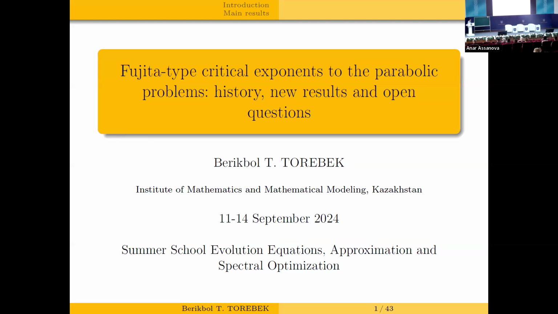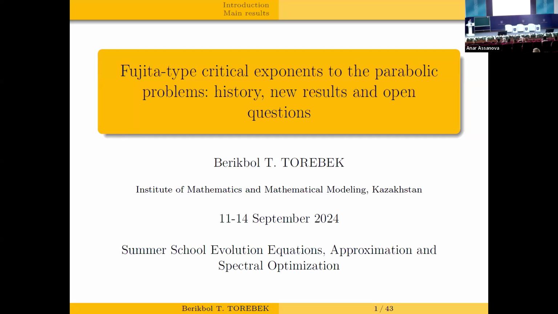Fujita type critical exponent for the semilinear parabolic equation. In the first lecture, we will discuss classical Fujita results and some of their extensions, including sign changing solutions. In the second part, we discuss the non-local extensions of Fujita type results, and also the semilinear heat equation with forcing term. In this case, we have a definitely different critical exponent defined by Levine, Weissler, and Jung.